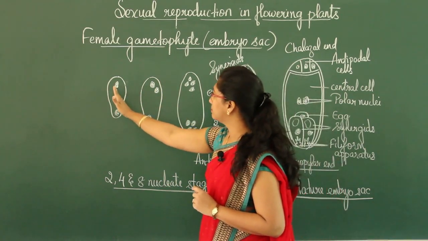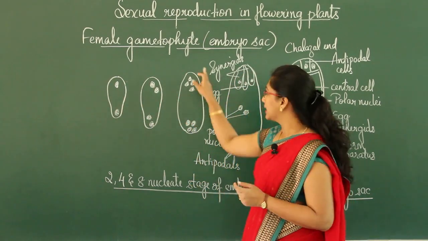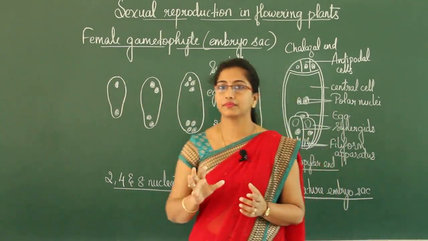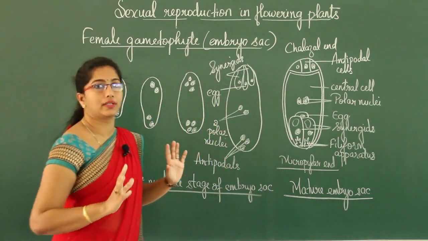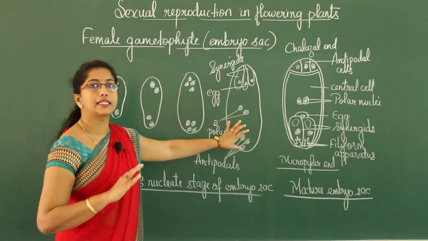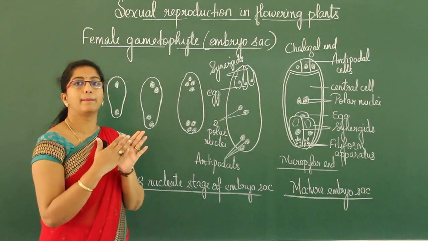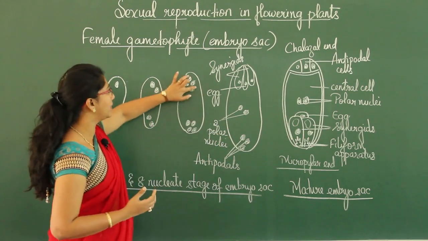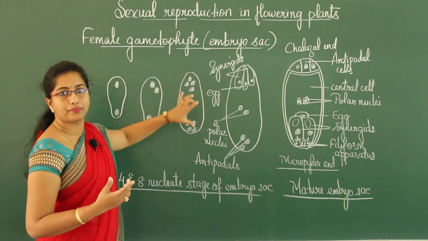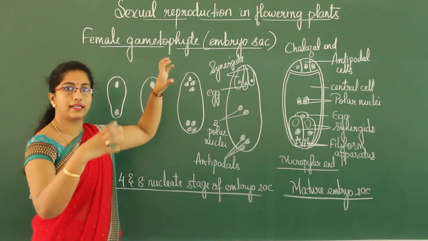So after the sequential mitotic divisions, in this stage there are 8 nuclei. After this the cell wall formation will begin. As the cell wall formation begins, you will see that 1 nucleus from each pole, because it is a set in each pole, so 4 nuclei in each pole.